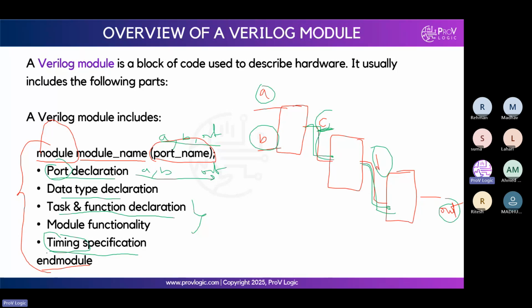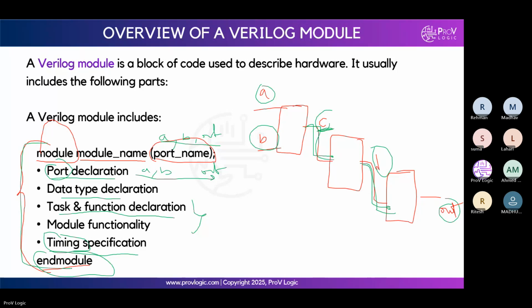Okay. Next, endmodule. So within the module, after writing the ports, data types, the timing, everything, then we will write the endmodule. So we need to put the entire program within the module and endmodule. That is syntax. Everyone understood here?